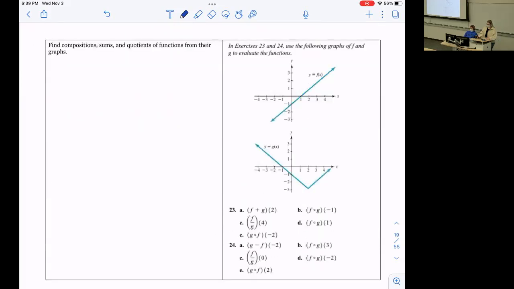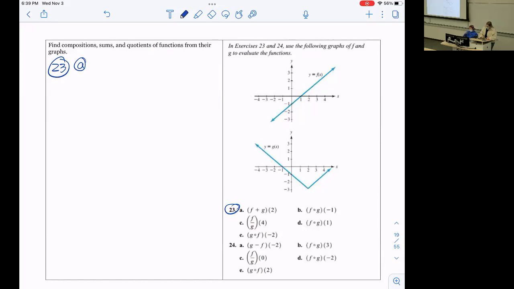Find compositions, sums, and quotients of functions from their graphs. Do we have any questions about these examples? Do we need to go over any of these questions? Number 23. All right. So we want to find f plus g of 2. For the sake of time, we'll go over A and D.